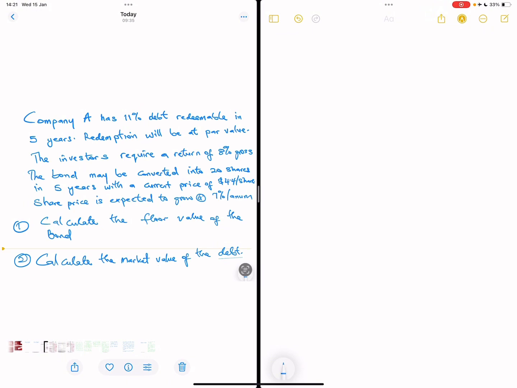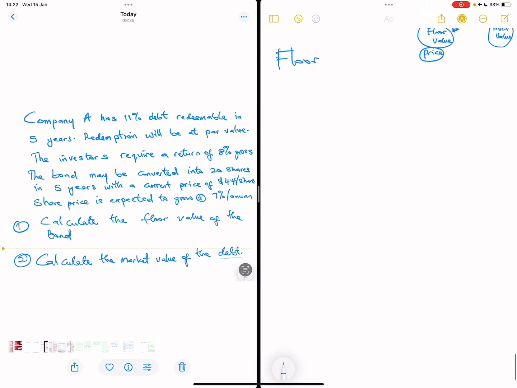And now we have been asked to calculate the floor value of the bond, and at the same time we should calculate the market value of the bond. So it is very possible that the market value will be the same as the floor value, but that will only be the case if the floor value is higher than the value of the bond calculated at the conversion value. But let's find out, first of all, what is the floor value of this bond. Floor value means that we are just going to assume that this bond is just a redeemable bond without a conversion option.